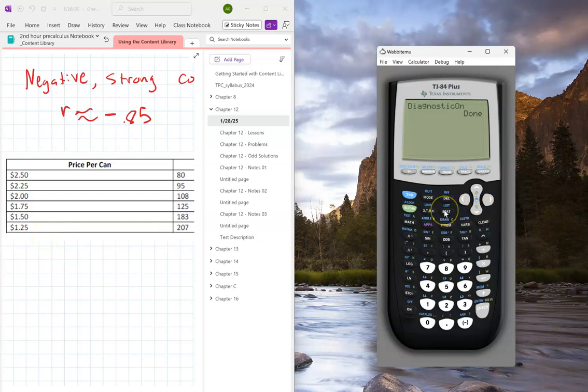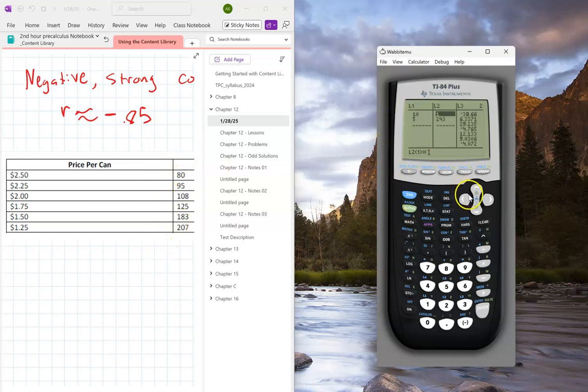To do that, I'm going to press the Stat button there in the middle of my screen. And I'm going to pick from the Edit tab, the Edit command. So what I'm given here, L1, L2, L3, these correspond to lists on my calculator. I'm going to enter these prices in L1 and these quantities in L2.